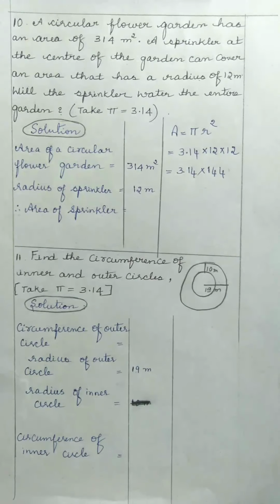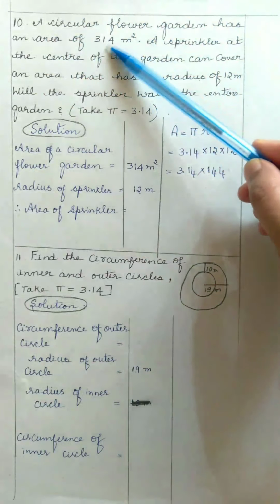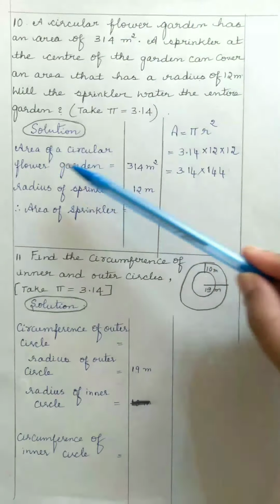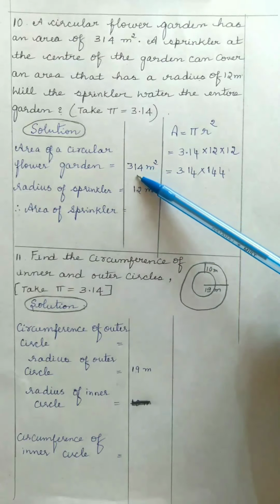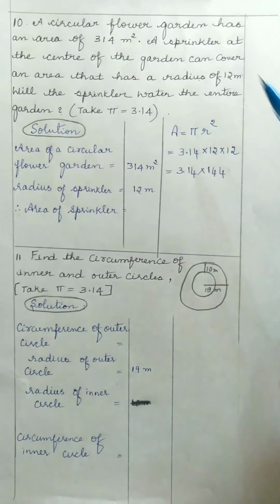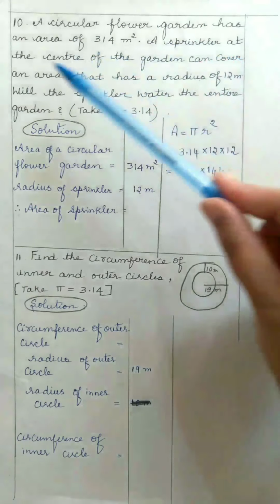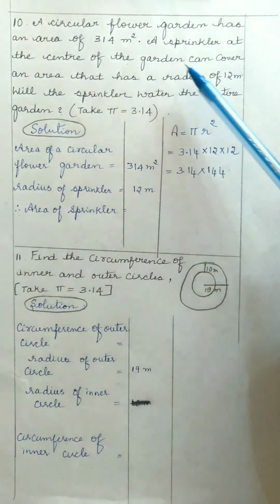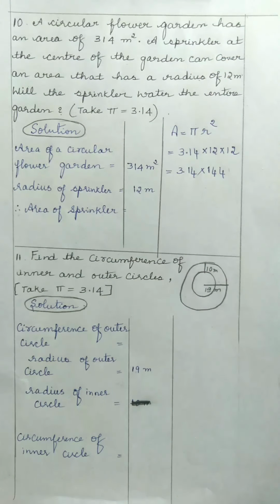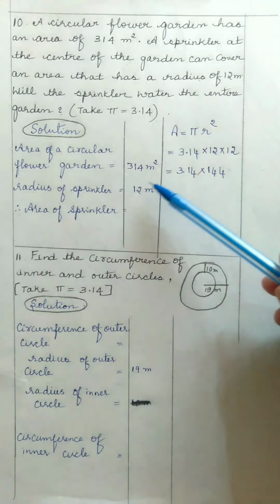Next, we shall move on to the 10th problem, children. We have a circular flower garden that has an area of 314 meter square. Therefore, the area of the circular flower garden is given as 314 meter square. A sprinkler at the center of the garden can cover an area that has a radius of 12 meter. Therefore, a sprinkler is there at the center of the circular flower garden. The radius of that sprinkler is equal to 12 meter.